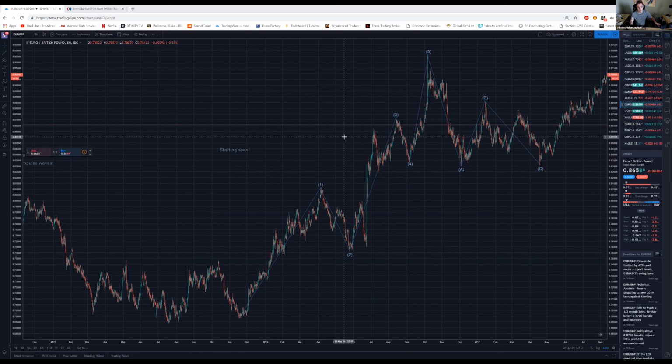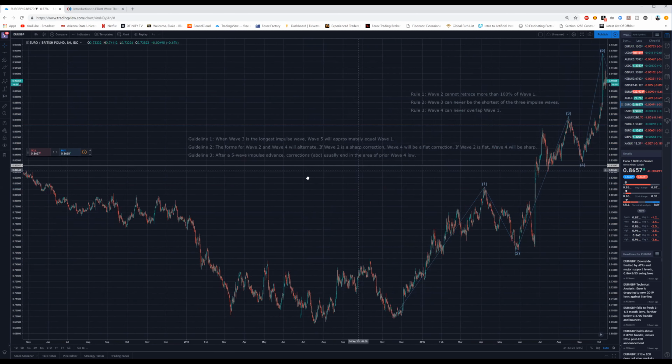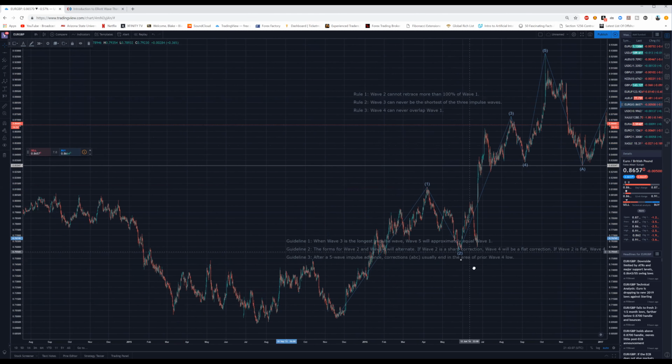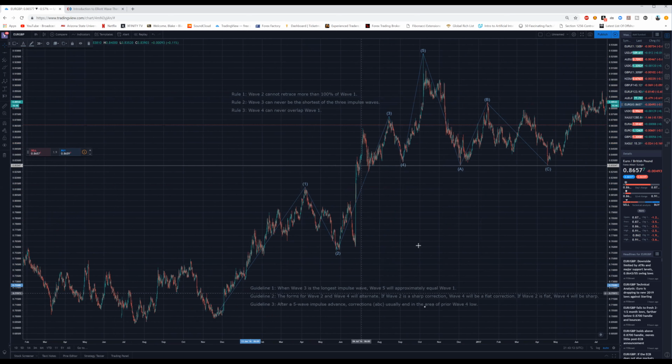And then there's also three other things that we have as well. These are the guidelines. These are more tendencies in a sense. I'll actually put it down here so we can see both at the same time. Okay, so guideline 1 is when wave 3 is the longest impulse wave, wave 5 will approximately equal wave 1.